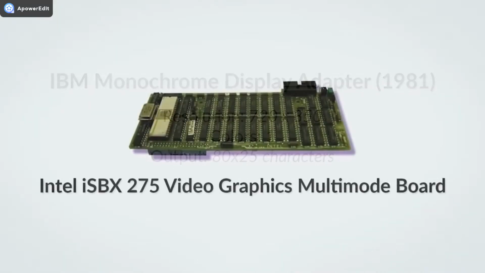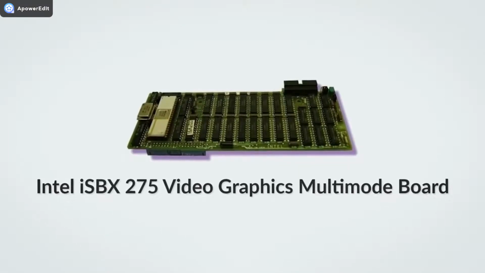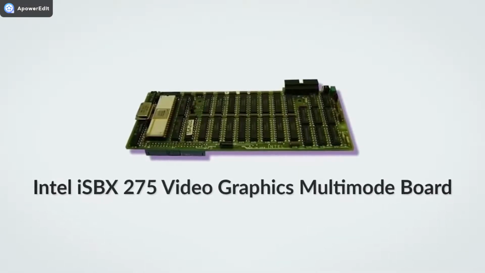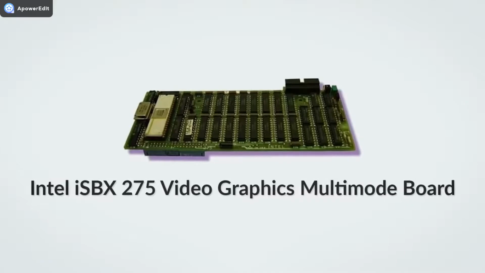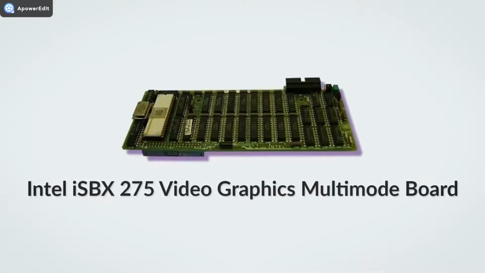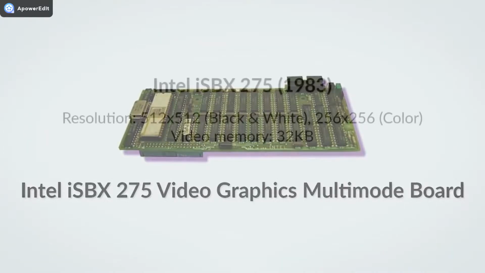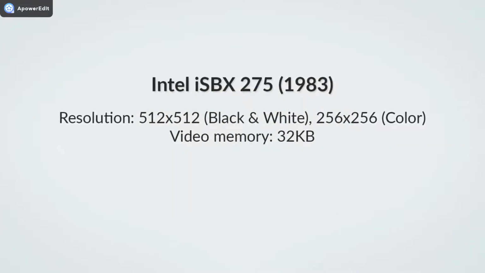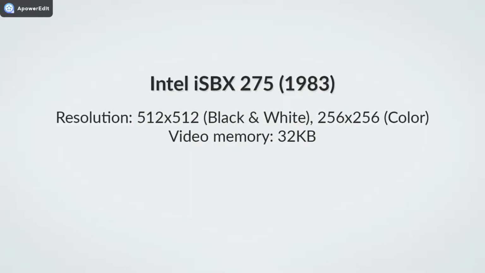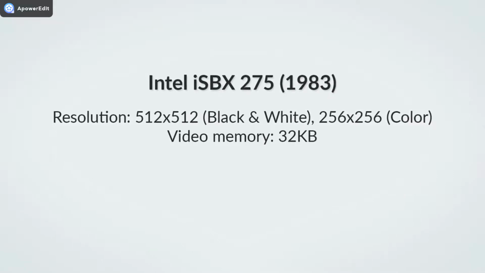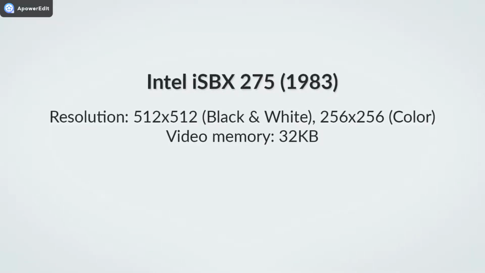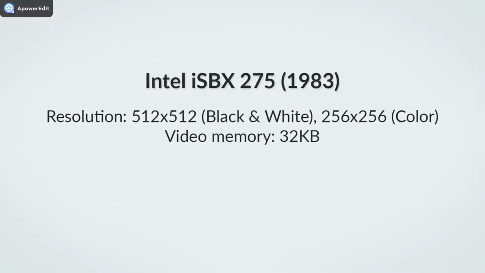In 1983, Intel released the iSBX 275 Video Graphics Multimode Board. It cost $1,000 and was capable of displaying 8 unique colors at a resolution of 256 by 256. Having 32 kilobytes of memory, it was capable of drawing lines, circles, arcs, rectangles, and character bitmaps. At that time, it was considered revolutionary.